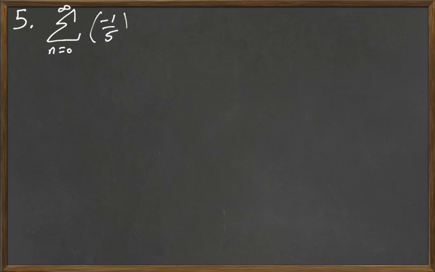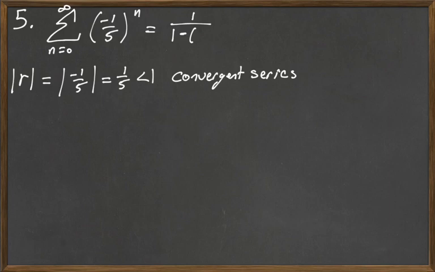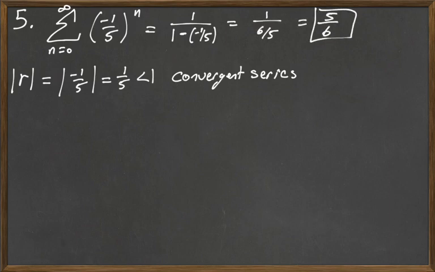Okay, let's look at one more here. And we're going to look at the sum n equals 0 to infinity of negative 1/5 to the nth power. The absolute value of the common ratio is going to be 1/5, which is less than 1. And so that's going to tell us by the geometric series test that this is a convergent series. And that's going to converge to the first term, which is 1, over 1 minus the common ratio. So it's going to be 1 over 6/5, or 5/6 is going to be the sum of the series.